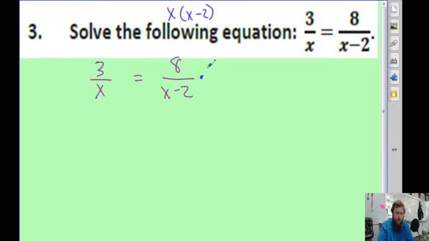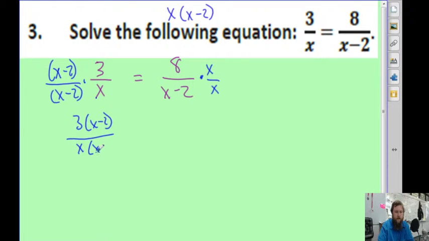So I'm going to multiply the left side by x minus 2 over x minus 2, and the right side by x over x. When you get here, you'll get 3 times x minus 2 over x times x minus 2 equals 8x over x times x minus 2.